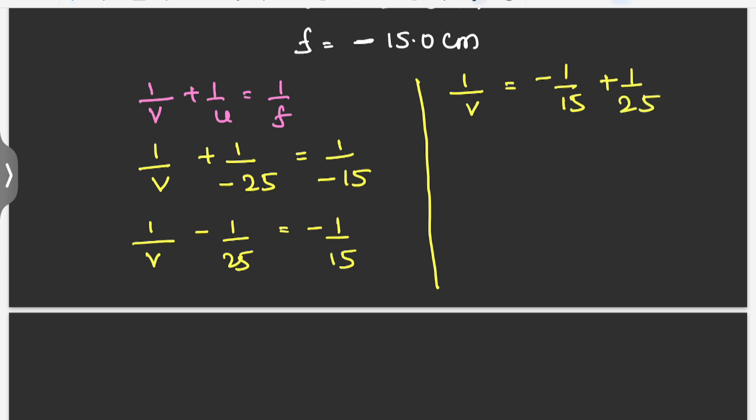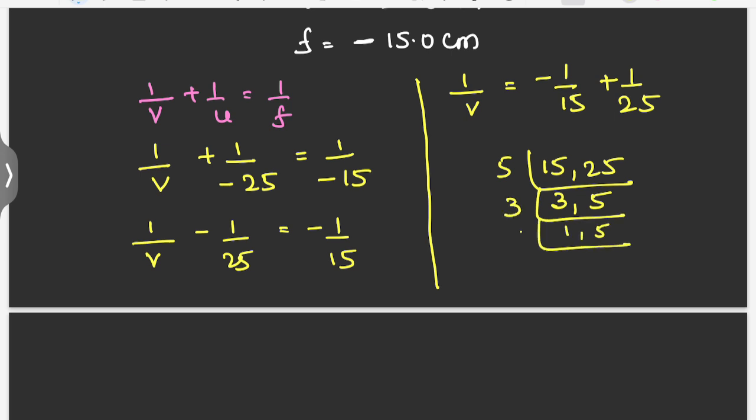Now what you have to do is take the LCM of 15 and 25. 15 and 25, we are going to find the LCM. 5 threes are 15, 5 fives are 25. 3 ones are 3 and then again 5 ones are 5. So LCM is equal to 5 into 3 into 5. So you will be getting how much?